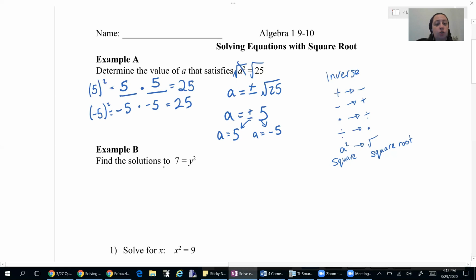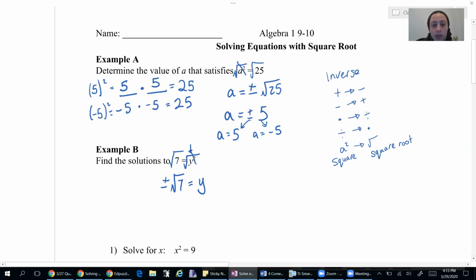Find solutions to 7 equals y squared. So our variable here is y, on the right-hand side this time. And with the y is square. So the inverse of square is square root. So I'm going to square root both sides. And whenever I do square root, I have to put plus or minus. And here the square and the square root cancel. We're just left with y.